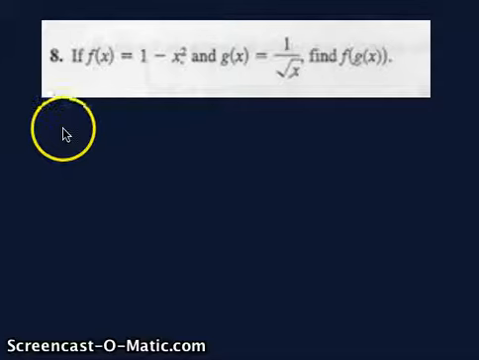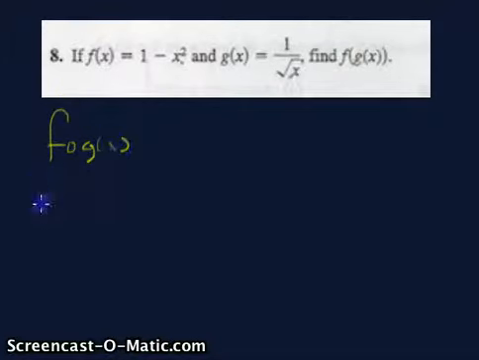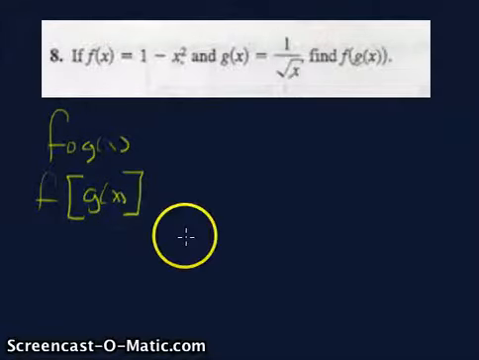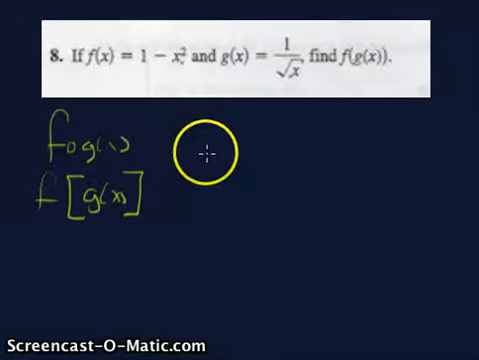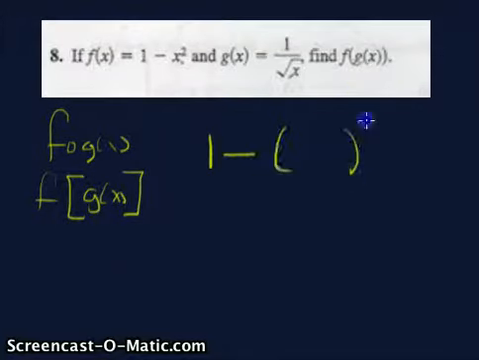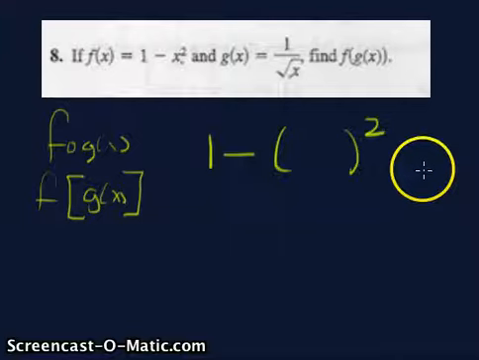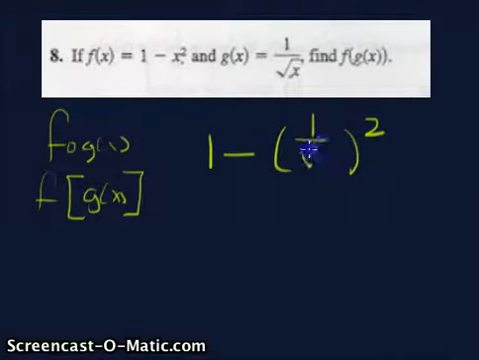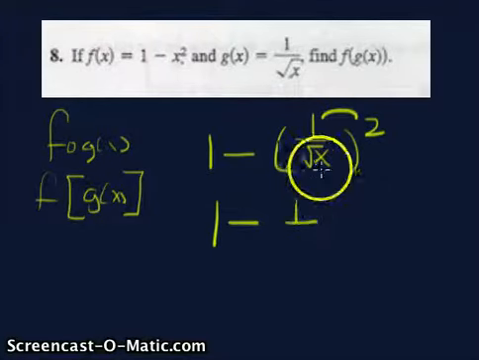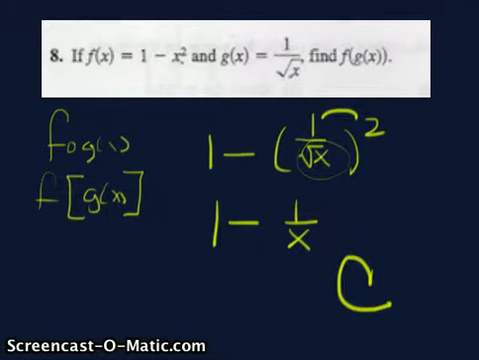Okay, find f of g. Remember, f of g of x. What is that? That's really f of g of x. Which means go to the f function, which is 1 minus something squared. What am I going to put in for that something? I'm going to put g, which is 1 over radical x squared. So let's simplify this. 1 minus, what is 1 squared? 1. What is radical x squared? That's just x. That's really all that's involved in that problem. That is answer choice C.